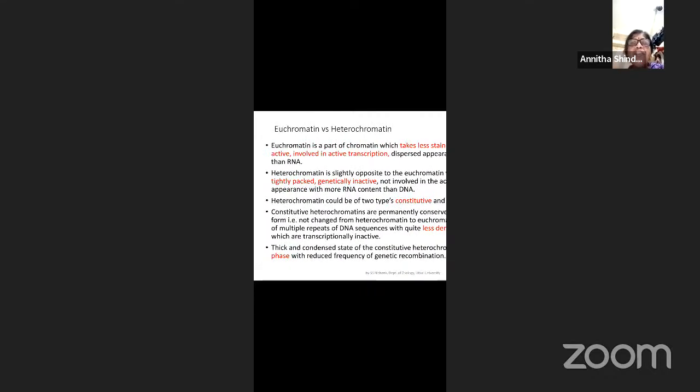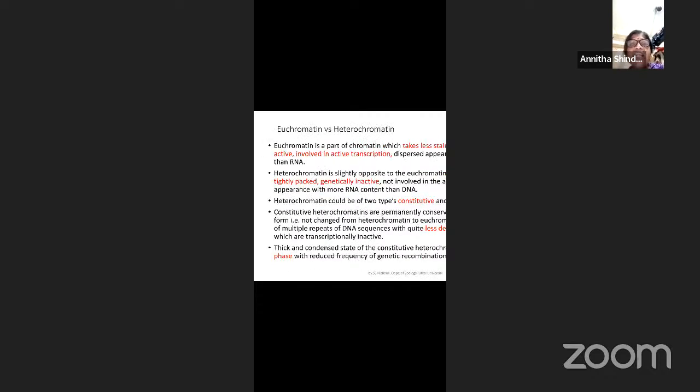Whereas heterochromatin is totally opposite to the euchromatin. It is a dark stained region, tightly packed, and genetically inactive. So that is how you can identify. When you are staining a chromosome, based on how much stain they take, you can classify the chromatin into two different types. One is called euchromatin and the other heterochromatin. Always remember, euchromatin takes less stain, but it is more active, whereas heterochromatin takes more stain, it is tightly packed, but it is inactive.